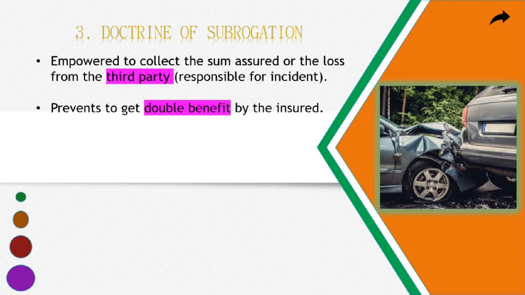Let us try to understand this situation with an example. When a scooter is insured and subject to accident with a truck, then the entire sum will be recovered by the insurance company from the truck owner and will be paid to the scooter owner.